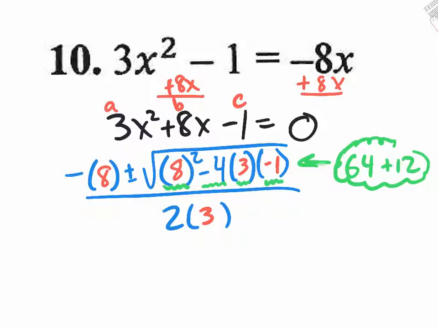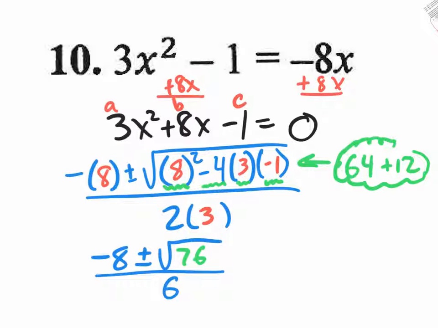So let's rewrite everything. We have a negative 8, we have a plus or minus, we have the square root of, what's 64 plus 12? 76, right? And on the bottom, we still have the divided by 6. So this might be our answer.